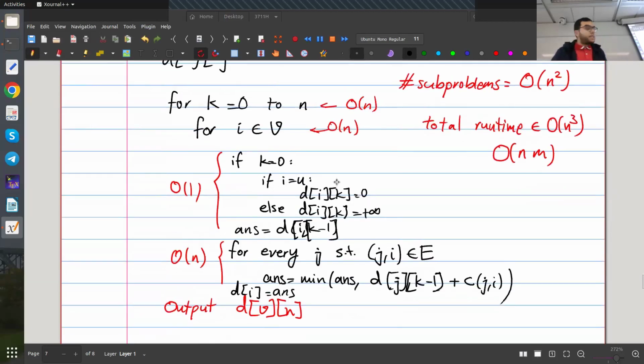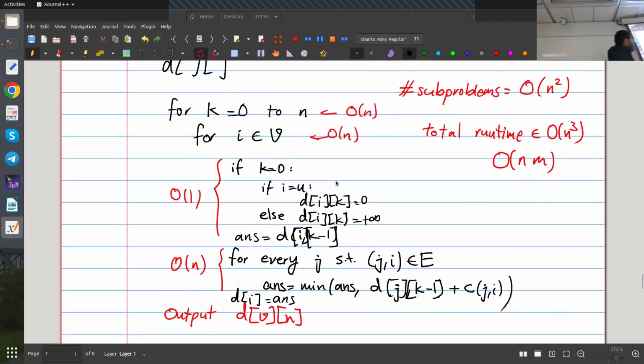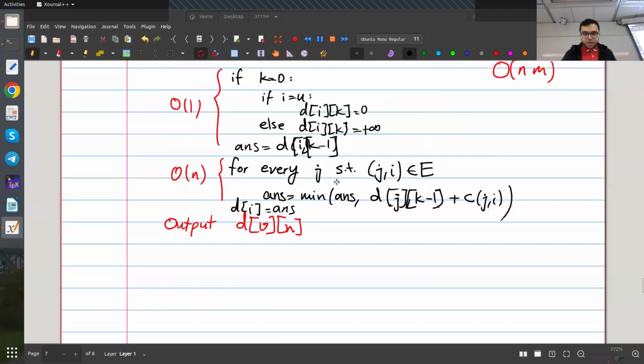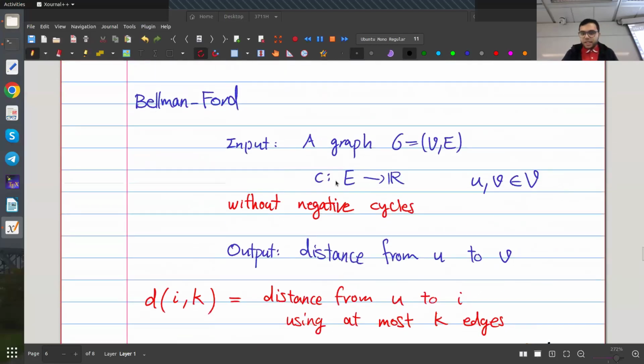So as you see, when I was designing the algorithm, I was thinking of doing dynamic programming, and my sub-problems included this k in them. But then later on, when I wanted to code it, I realized that I can just drop the k and my answer remains correct. Okay. So this was the Bellman-Ford algorithm, but we said this works if we don't have negative cycles.